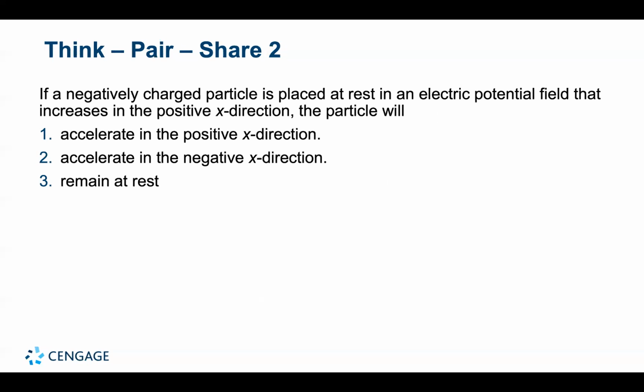So here is another question for us to be thinking about, what we just talked about. If a negatively charged particle is placed at rest in an electric potential field that increases in the positive x direction, the particle will, the answer is, accelerate in the positive x direction. The reasoning is that the electron, a negatively charged particle, will move towards a region of higher electrical potential. Because of the electron's negative charge, this corresponds to a decrease in the electrical potential energy.